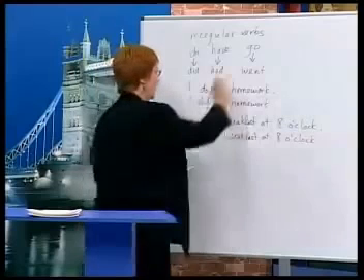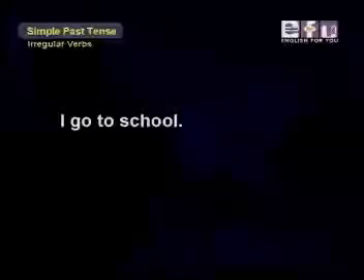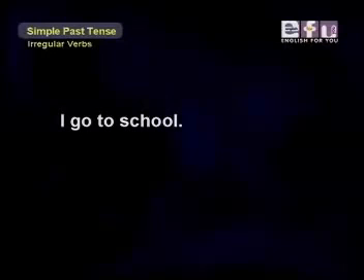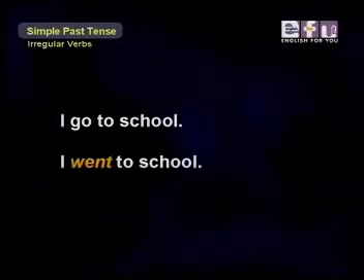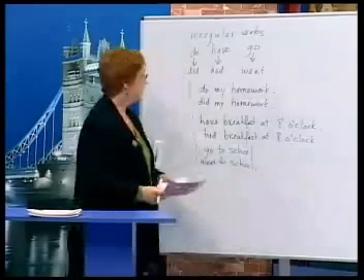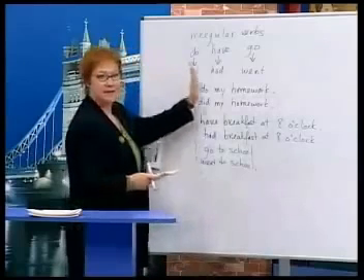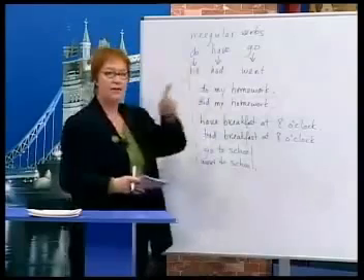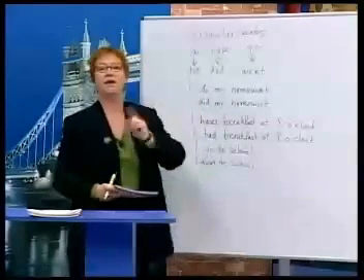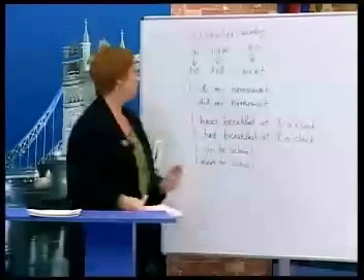And then one more example for go. I go to school. I went to school. Okay? All right. So there's 3 examples for you. And remember, it's the same for everybody. I, you, he, she, it, we, you, and they.